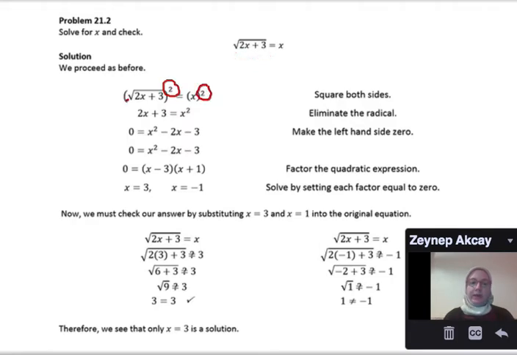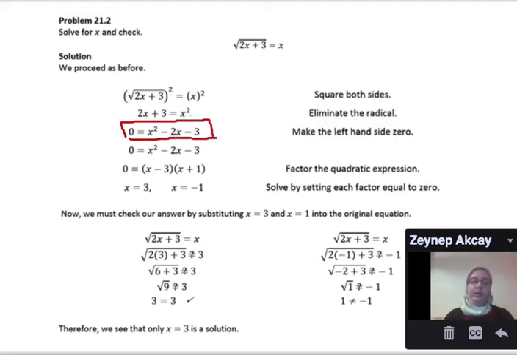On the left side, the square root and the square cancel out, so we get 2x plus 3 on the left side, and on the right side we get x squared. So because of this x squared term, this is a quadratic equation, and we can solve it by collecting all the terms on one side and setting it equal to 0.